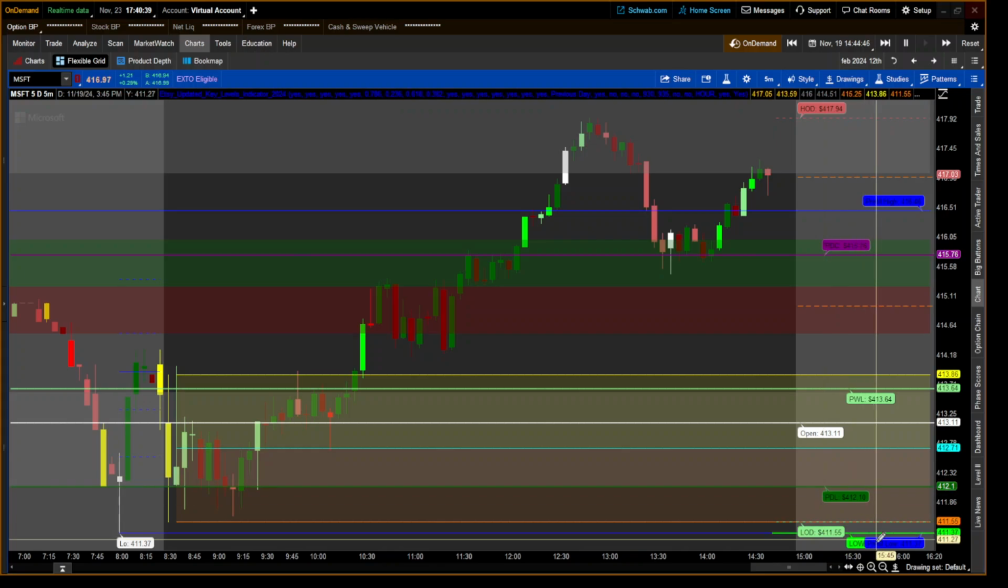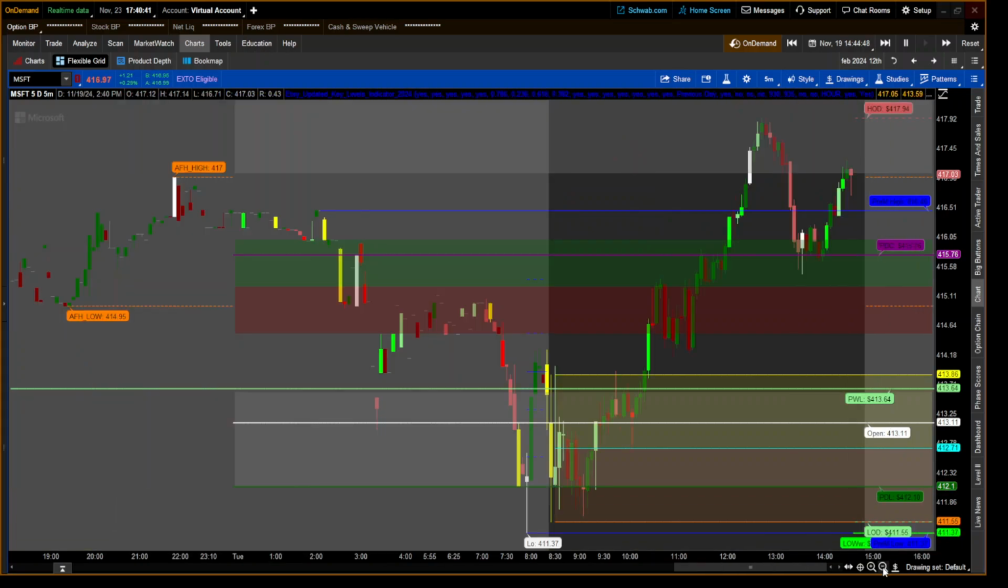So it focuses on those levels to give you different levels to risk off of and give you an idea where the stock is trading. Also, you get your after hours high and your after hours low as well.